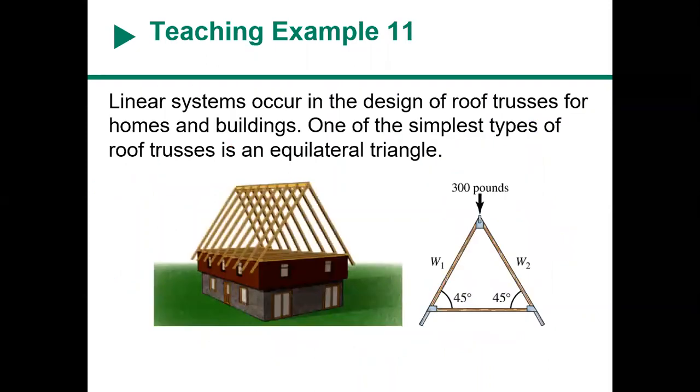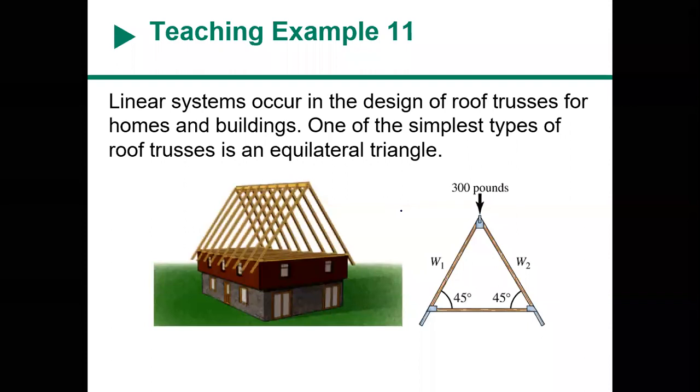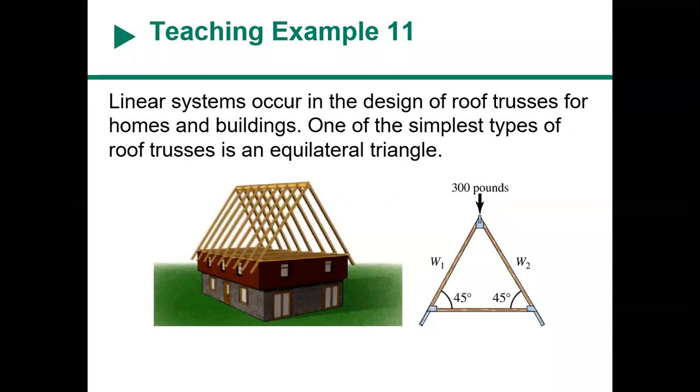All right, in terms of a word problem. So linear systems occur in design of roof trusses for homes and buildings. One of the simplest types of roof trusses is an equilateral triangle. So we have here 300 pounds at the top, W1, W2, 45, 45. And so if it's equilateral, I guess it goes all the way down. That's part that's equilateral, and then they bring it up.